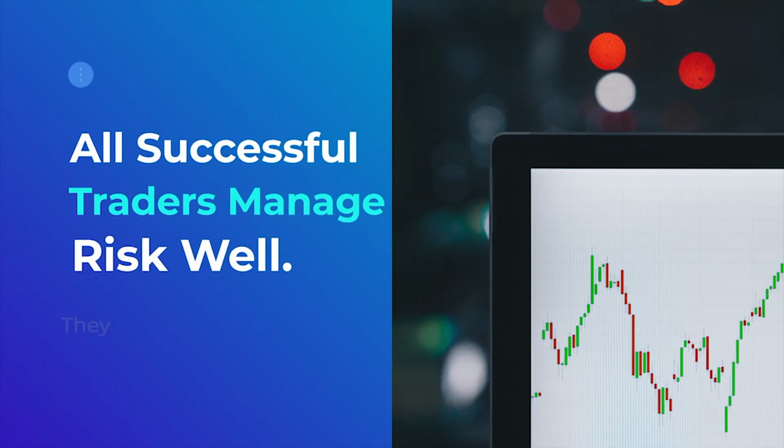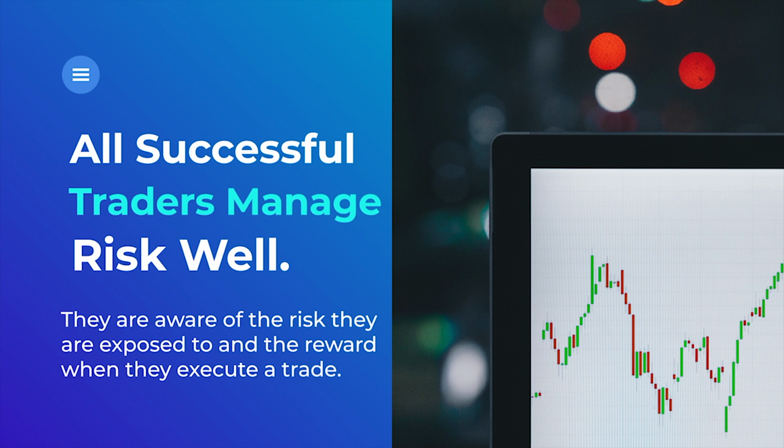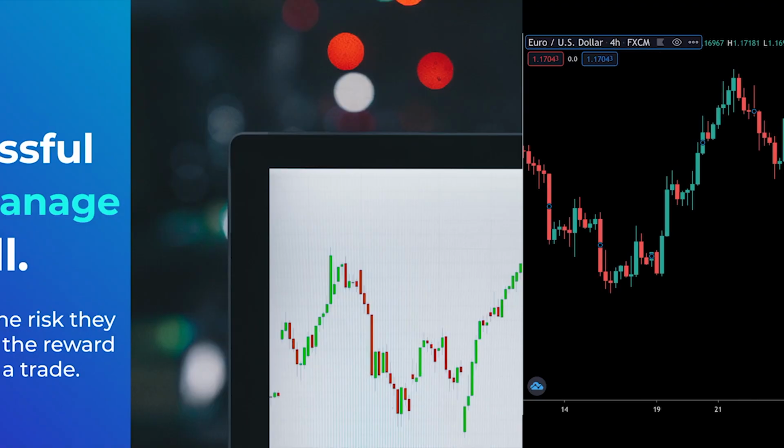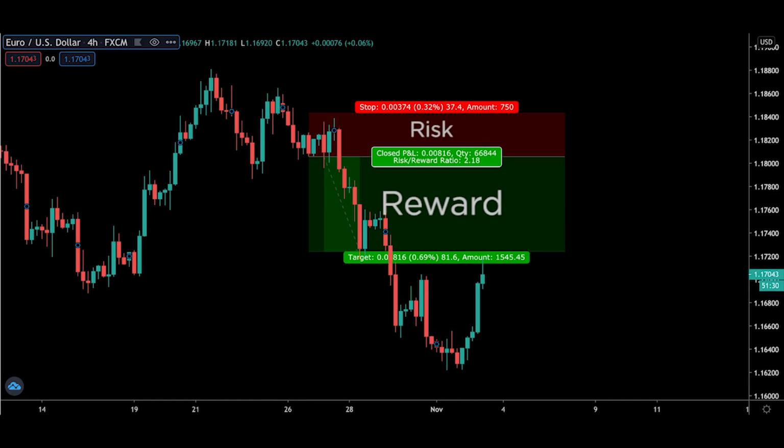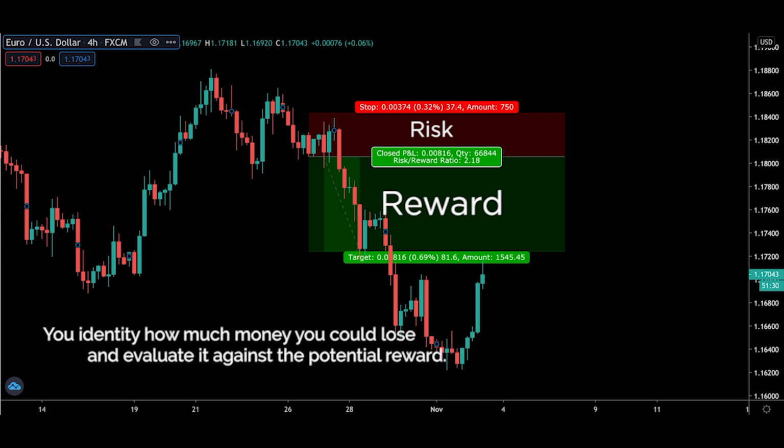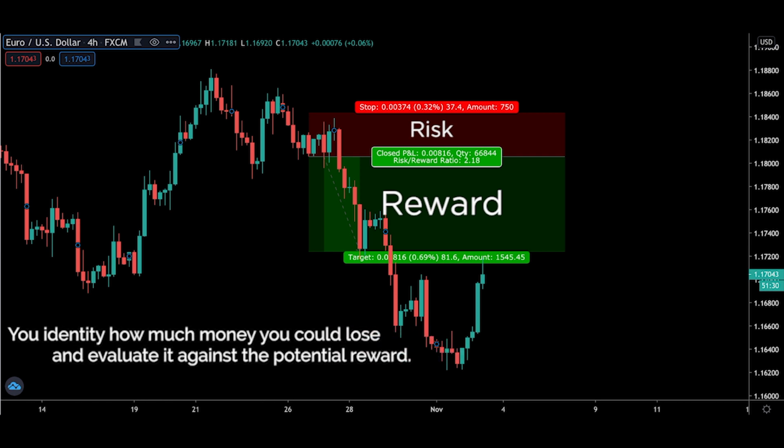All successful traders manage risk well. They are aware of the risk they are exposed to and the reward when they execute a trade. This concept is known as the risk to reward. You identify how much money you could lose and evaluate it against the potential reward. The idea is simple to understand, but that doesn't mean that it is easy to do.